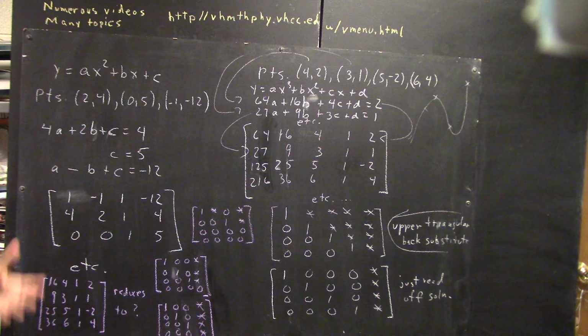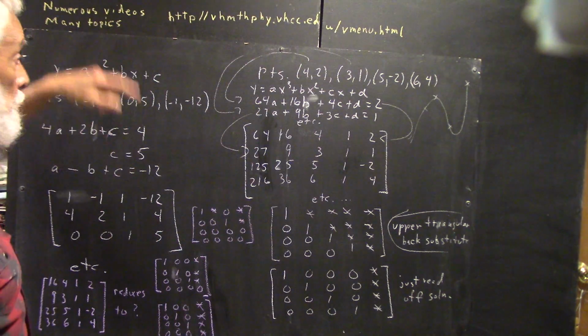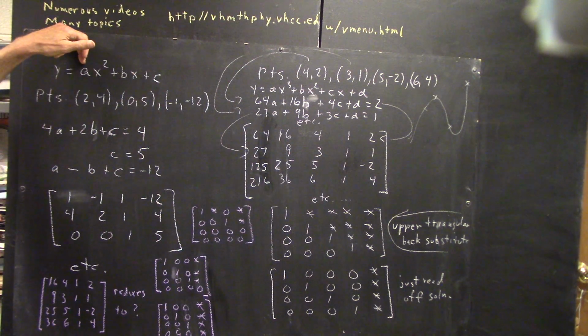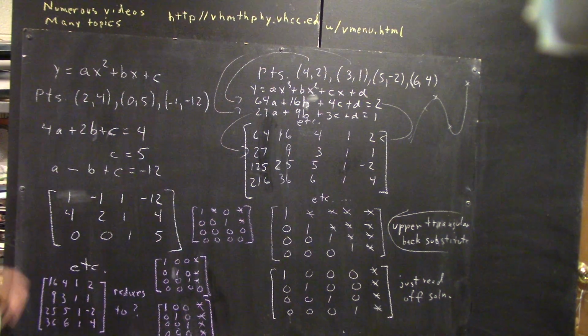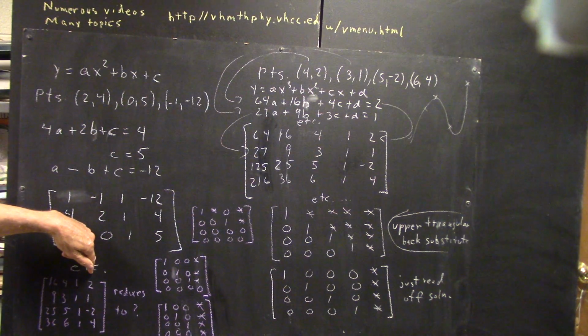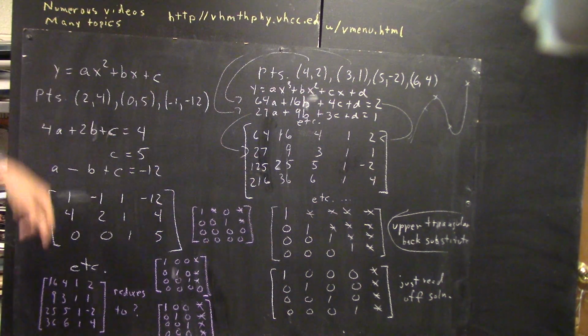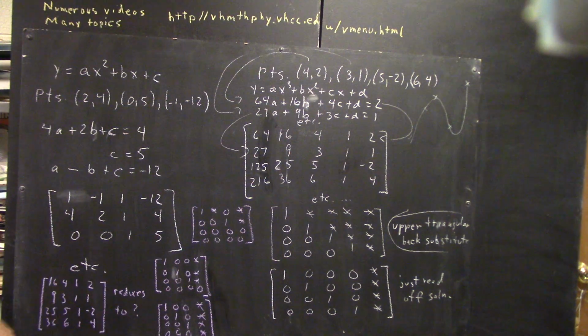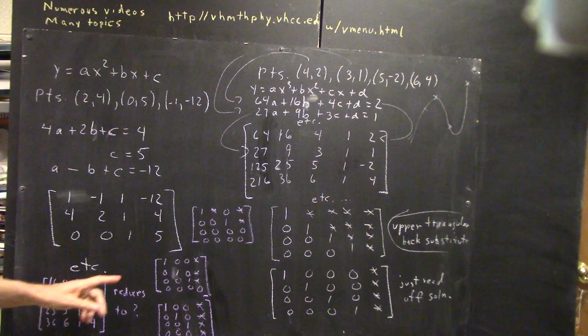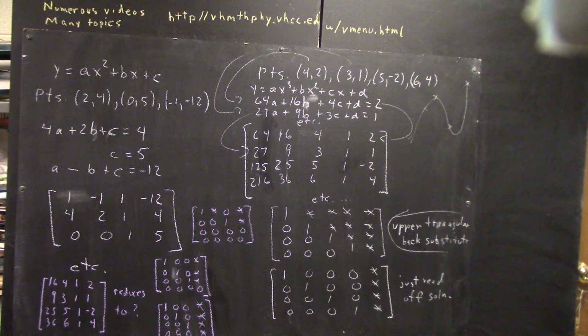If not, just start with these 4 points, plug 4, 2 into this, and see that you get this row. See that you get an equation that gives you this row. Plug 3, 1 into this, and see that your equation matches this row, and then do the same thing for your other 2 points. Now, what does this matrix reduce to?